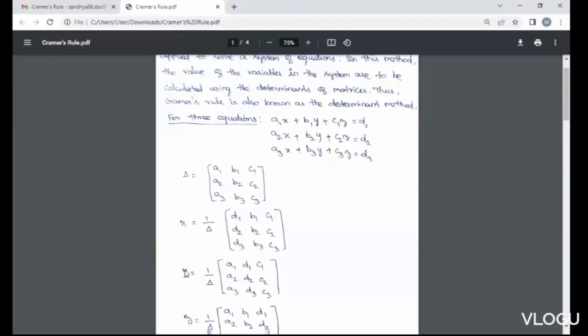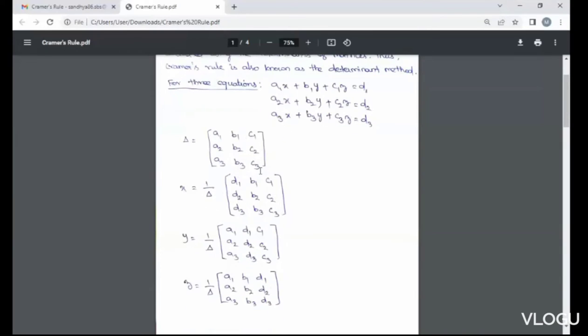Whereas y is equal to 1 divided by delta times a determinant in which the first and third columns remain the same. The second column of delta is b1, b2, b3, which are the y coefficients of the given equations, and the second column of delta is replaced by the RHS values of the given equations, d1, d2, d3. This is for y.